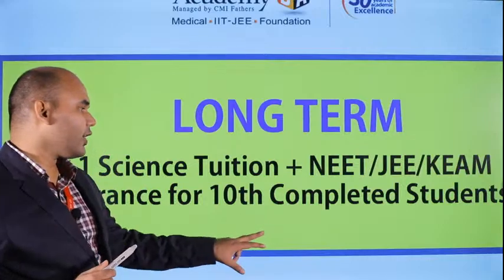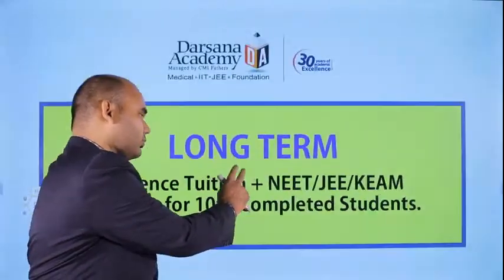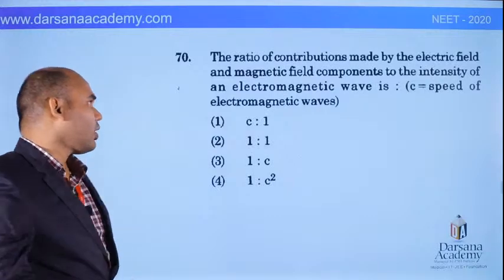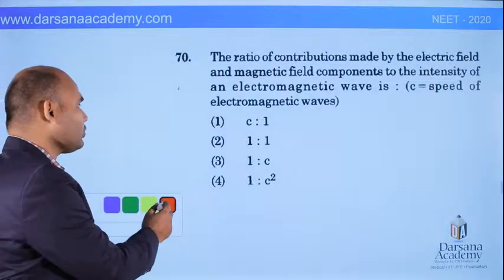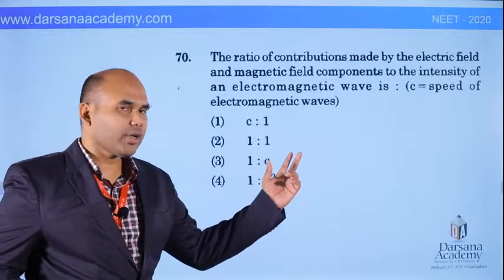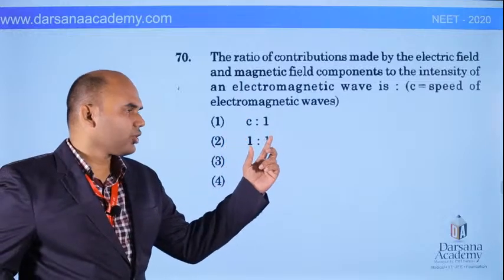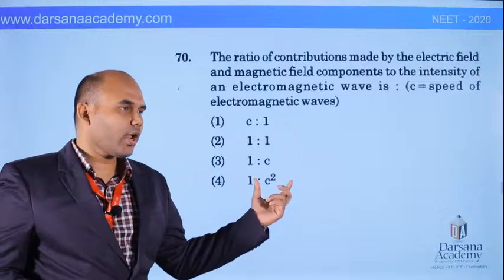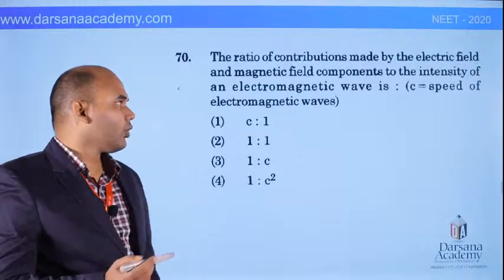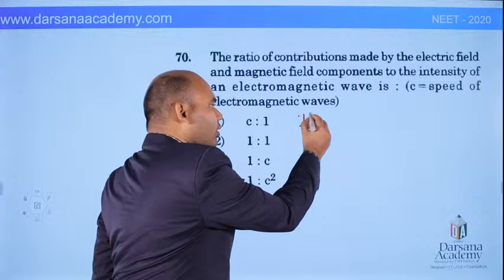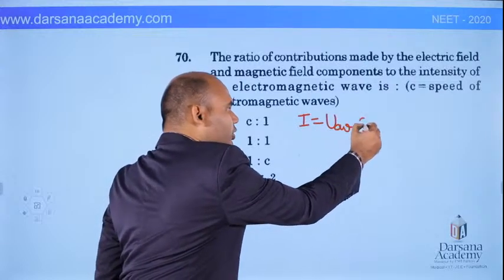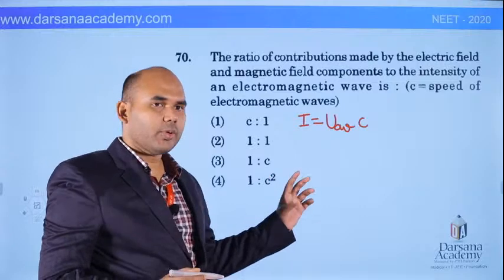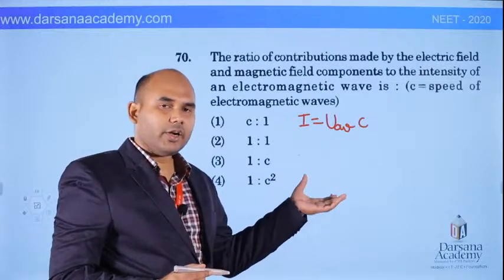So let us move to the next problem. Okay, next problem 70. The question is given: you have to find the ratio of the contribution made by the electric field and magnetic field components to the intensity of an EM wave. This problem is related to electromagnetic waves, and you know that intensity is simple. I is U average into c, where U is energy density.